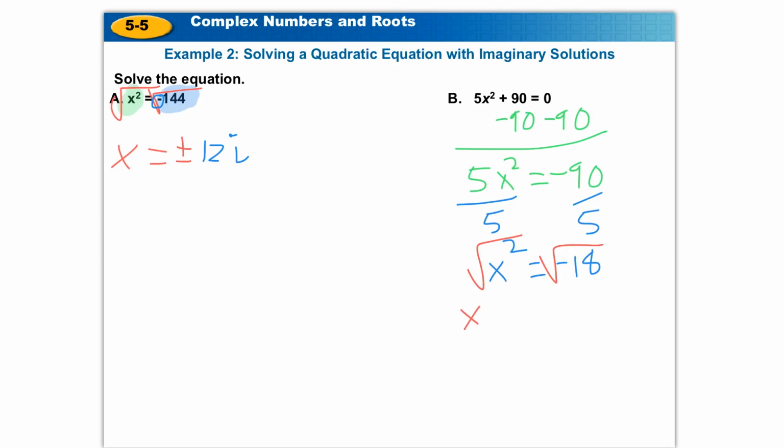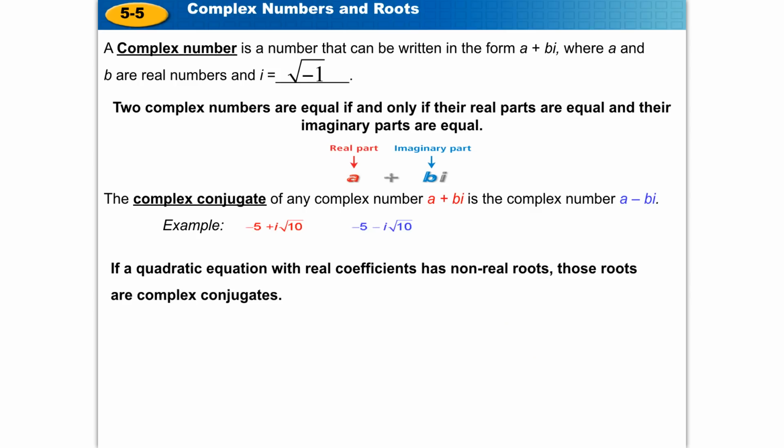Now I've got x equals positive negative i, and I can split 18 up into 9 times 2. Final answer, x equals plus and minus the square root of 9 is 3, so it'll be 3i square root of 2. And I solved these problems this way because there was no b term. So when there's no b term, put all the numbers on one side, square root.